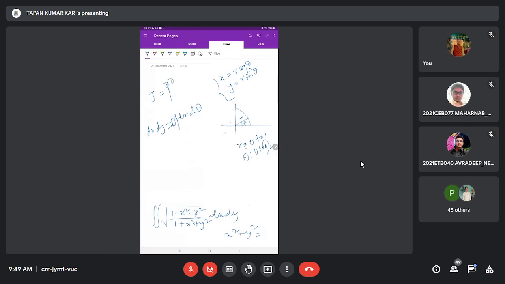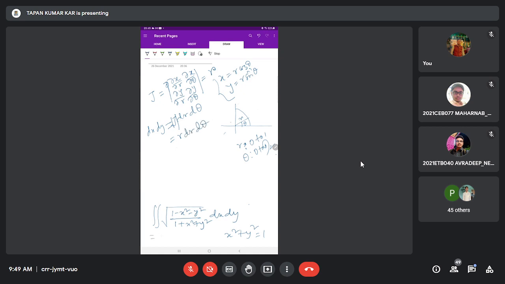If you write it in determinant form, then del x del r, del x del theta, and del y del r, del y del theta. Now evaluate this. The answer is r. So dx dy equals r dr d theta.